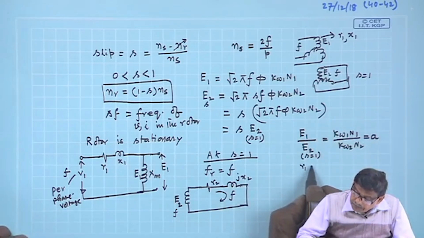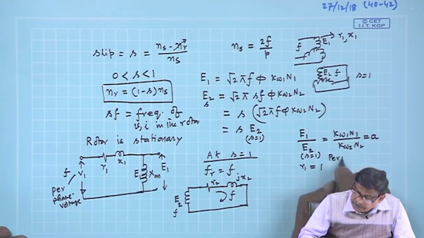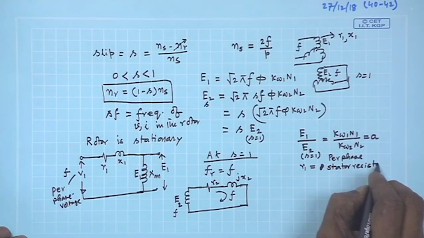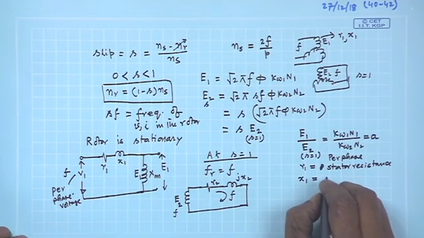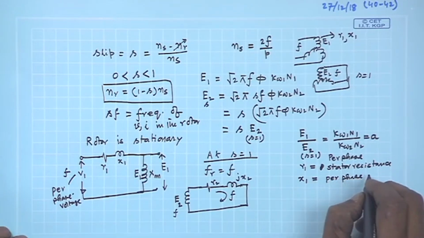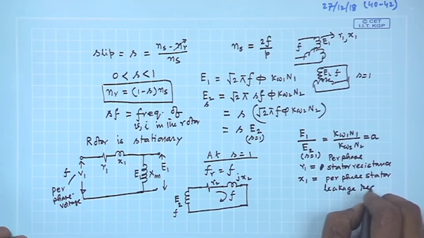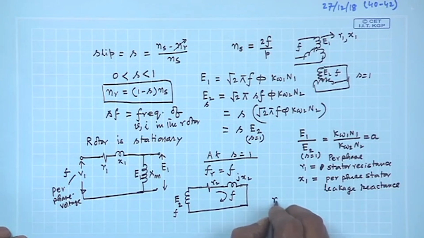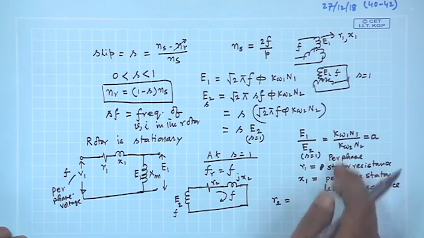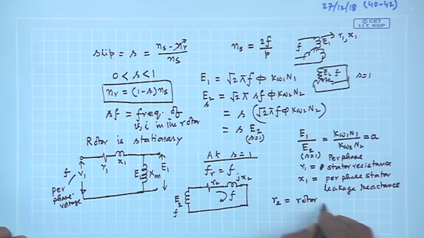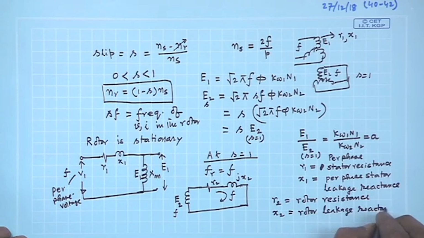So, let me write: R1 is the per phase stator resistance, X1 is the per phase stator leakage reactance, R2 is the rotor resistance in ohm, obviously per phase, and X2 is the rotor leakage reactance per phase.